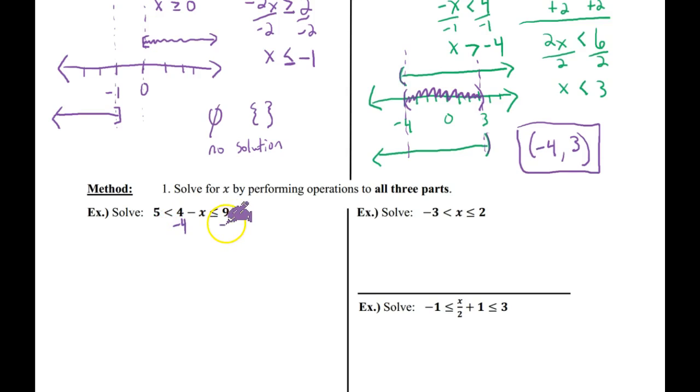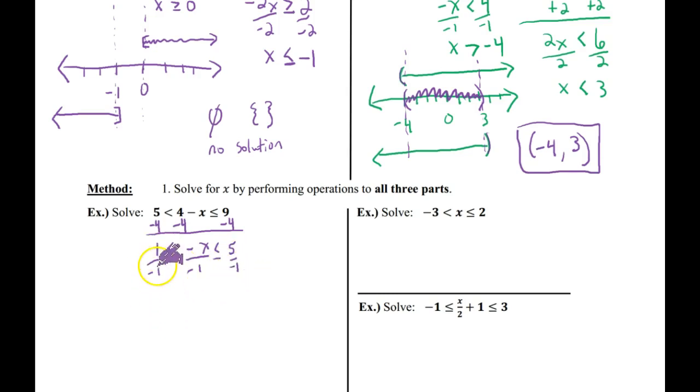Whatever I do in the middle, I also have to do on the outsides of those inequalities, so on the other side of this inequality and on the other side of that one. So this is one way that you could solve this inequality. I'm left with a negative x in the middle, and 9 minus 4 is 5. Lastly, I still want to get rid of this negative, so I have to divide by negative 1 to get x alone. But again, whatever I do in the middle section, I have to do on the outsides as well.